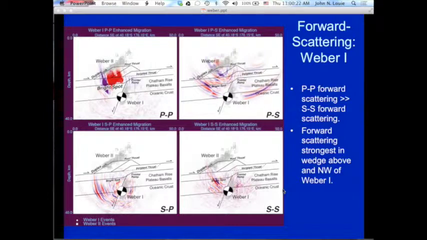Okay, what about the forward scattering? Again, it's ill-defined. You can see the P to P is certainly the strongest, and it seems to be coming from this bright spot at the bottom of the slab interface.